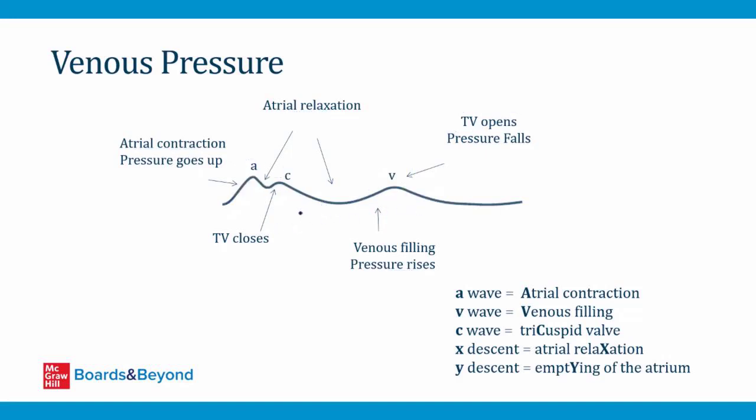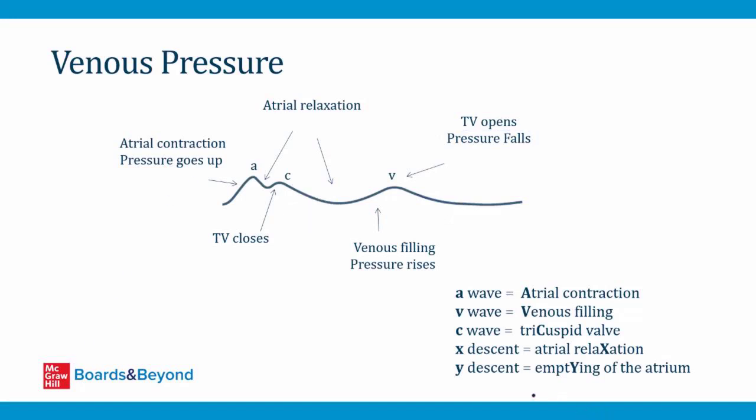Okay, and then I've cleared away my ink so I can show you two other findings on the venous pressure curve. This portion of the curve where pressure is falling in the right atrium, in the venous system, we call the X descent. And then this portion over here where pressure is falling in the venous system, we call the Y descent. The X descent is caused because the atria is relaxing, so blood pressure is falling. On the other hand, the Y descent occurs after the tricuspid valve opens, when blood is leaving the atrium and heading into the right ventricle.